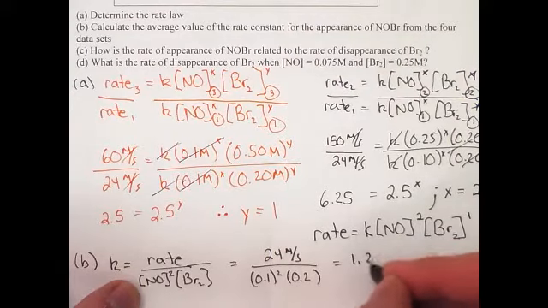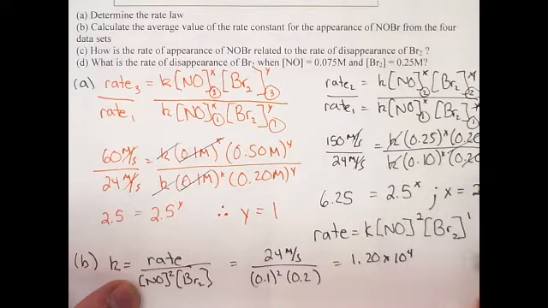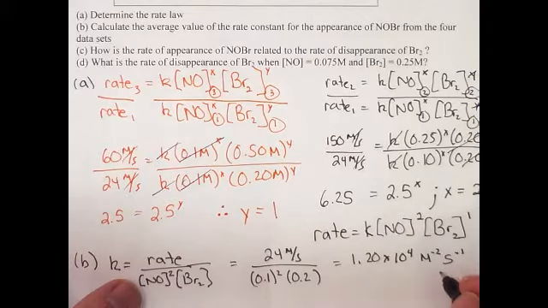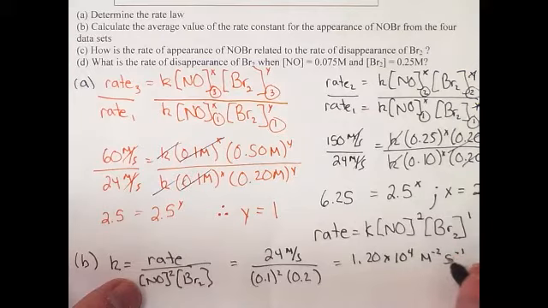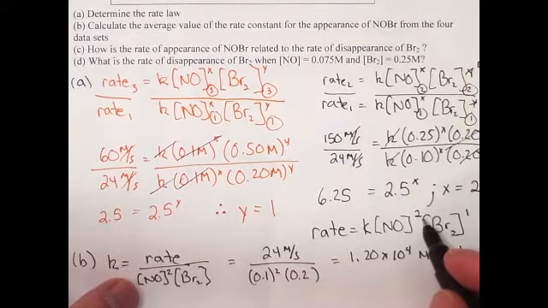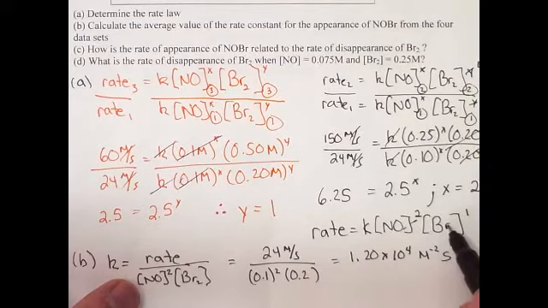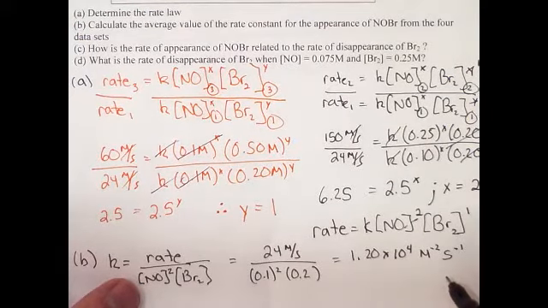and that gives me 1.20 times 10 to the 4, and the unit is molar to the negative 2, seconds to the negative 1, and that unit with k is typical of a third order rate law. So remember, this would be second order with respect to nitrogen monoxide because of the 2, and first order with respect to bromine. Overall, we add the exponents and we get third order. This rate law constant has units consistent with a third order reaction.